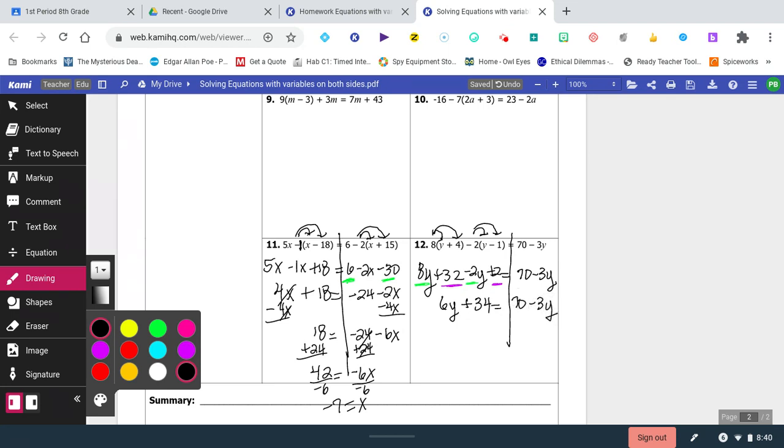And then I don't see any more like terms. I see none on the right. So I'm going to go ahead and remove a variable term. I'm going to remove that negative 3y by changing the sign. Now again, you could have removed 6y with a negative 6y. But if you do that, make sure your answer matches mine. If not, we need to talk about it one day during the meet, okay? So here we have 9y plus 34 equals 70.